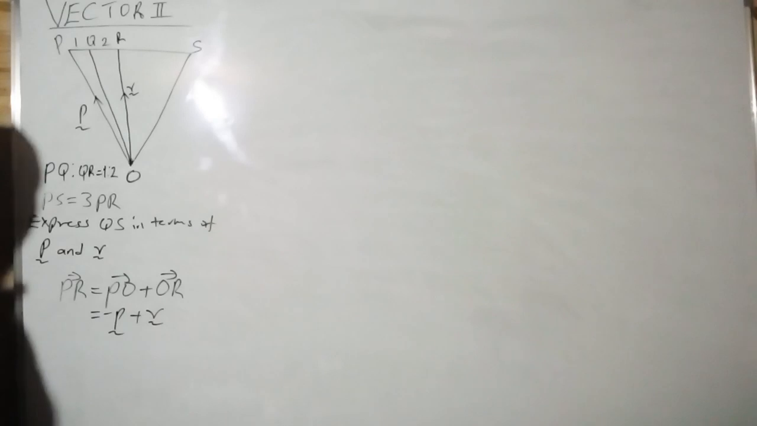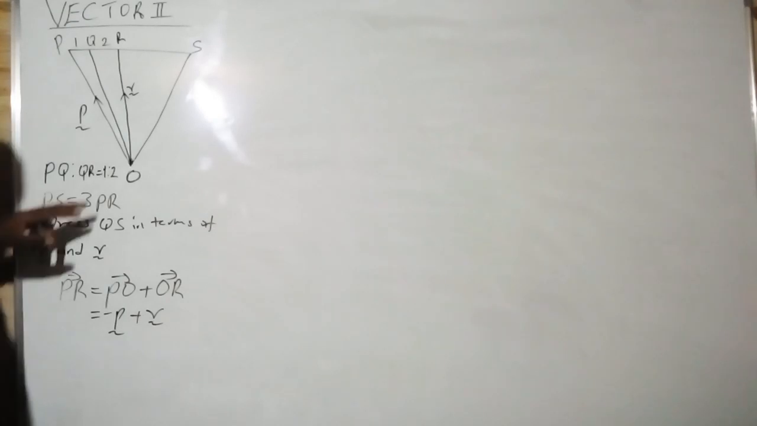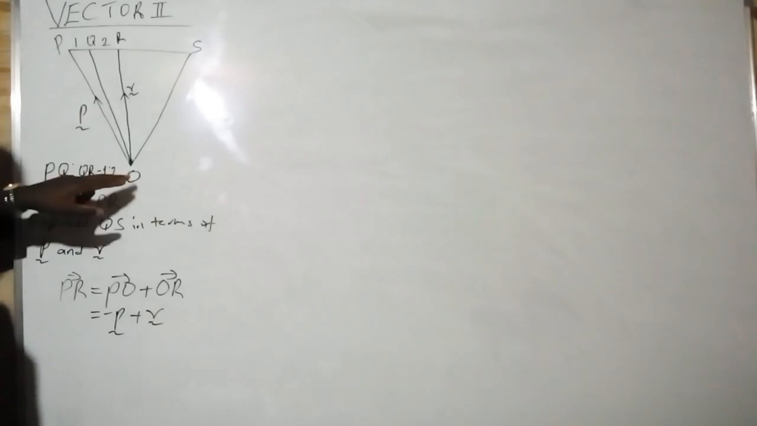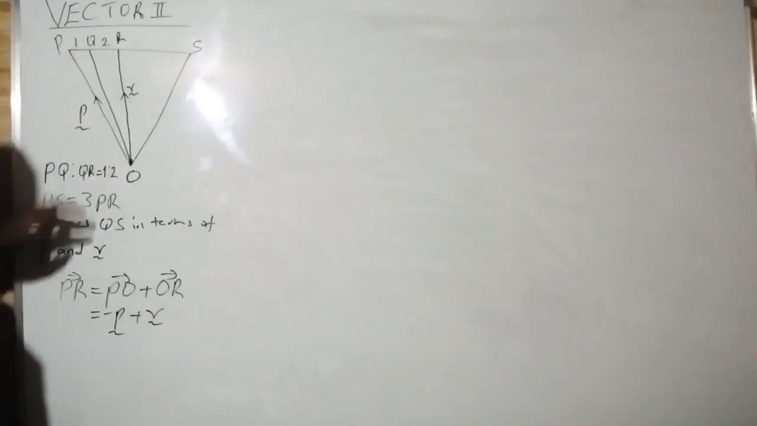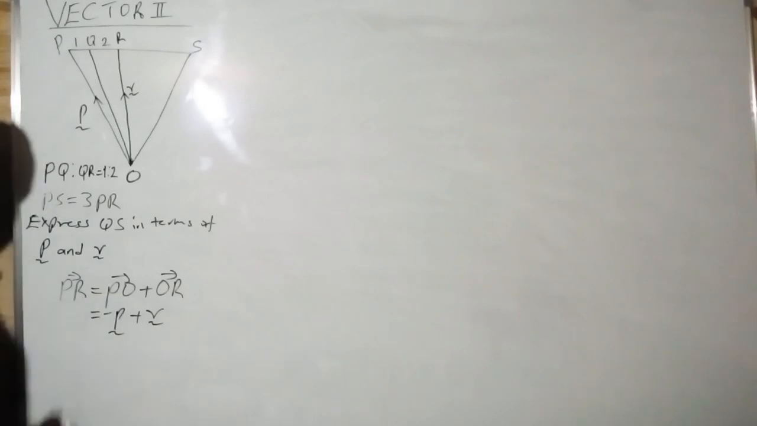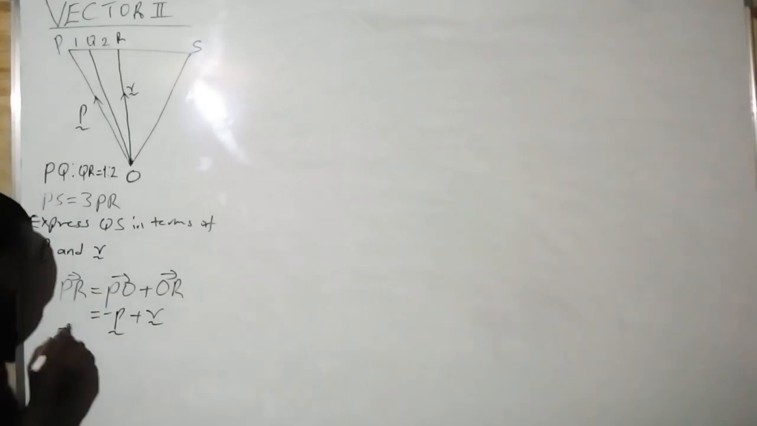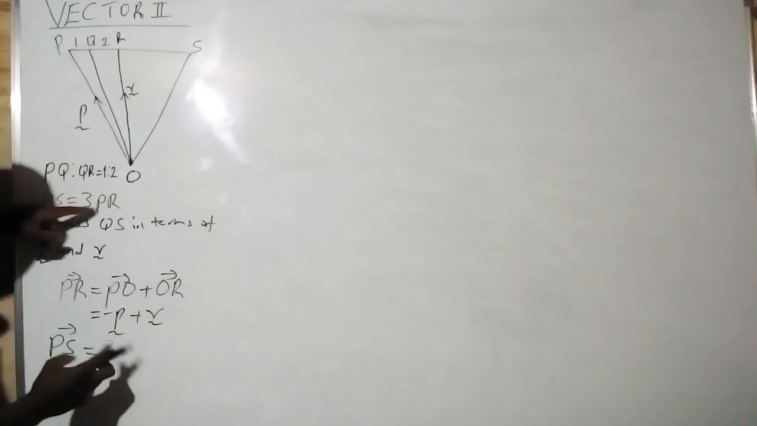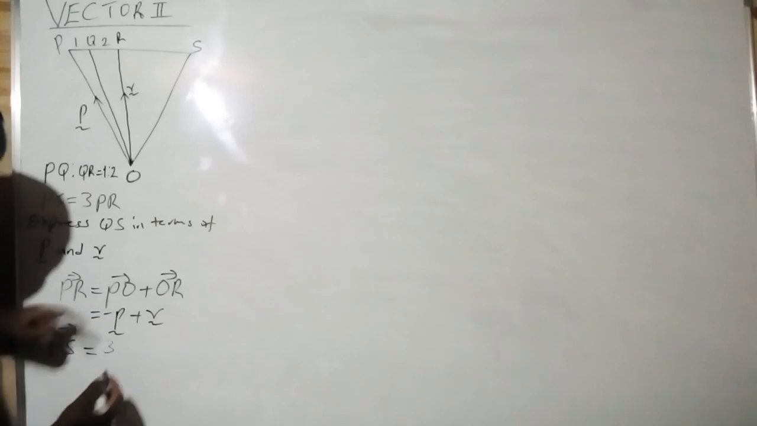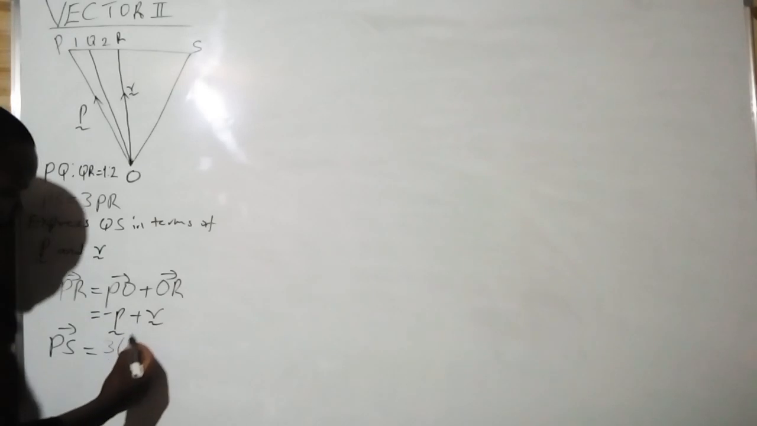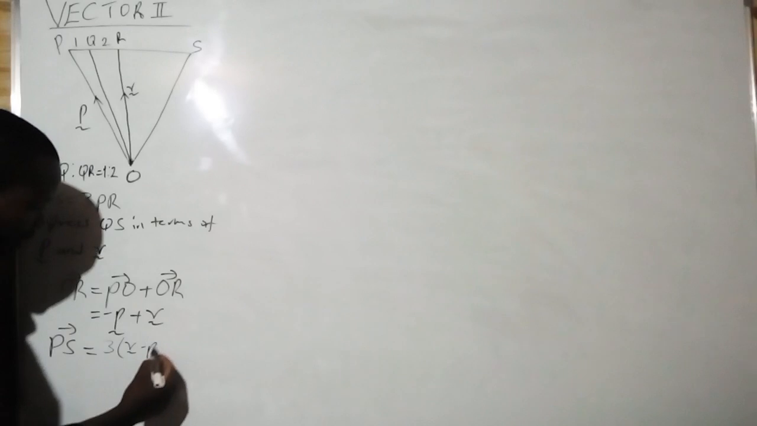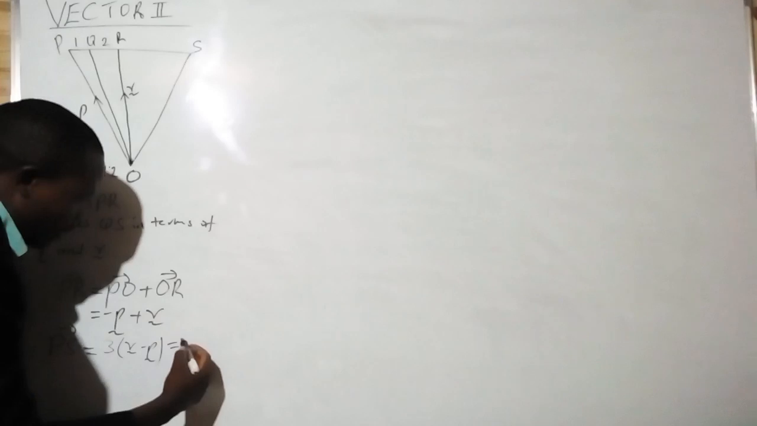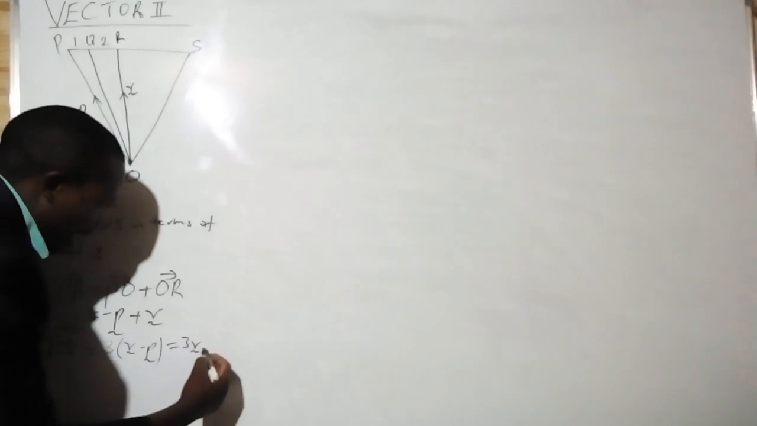Then after that, we can get OS. First of all, PS, vector PS is equal to 3PR, but PR is what? It is our PR. We can open the bracket and start with the positive vector R minus vector P, like that. Once you open the bracket, we are going to have 3 vector R minus 3 vector P.